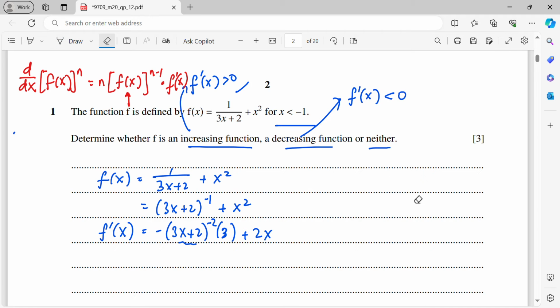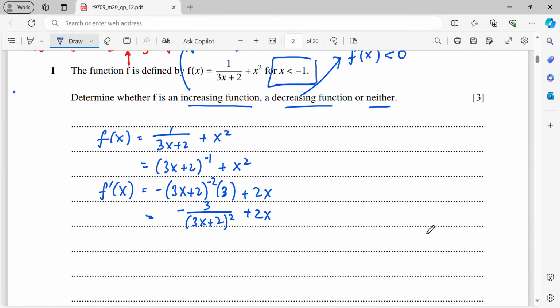So from here, I need to rewrite first. This is going to be negative 3 over (3x+2) squared because of the power negative 2. So whenever you see negative, you just move it down. Then the remaining terms just copy back, and plus 2x. Now look at this. Your x is less than minus 1, and I need to conclude whether this f'(x) is positive or negative.